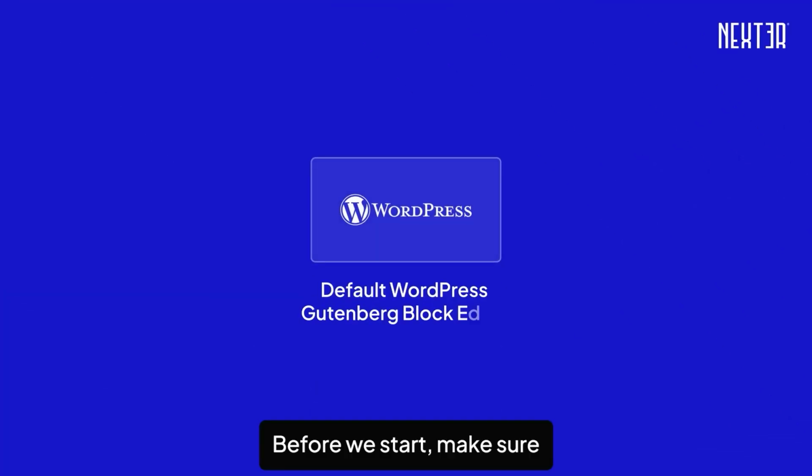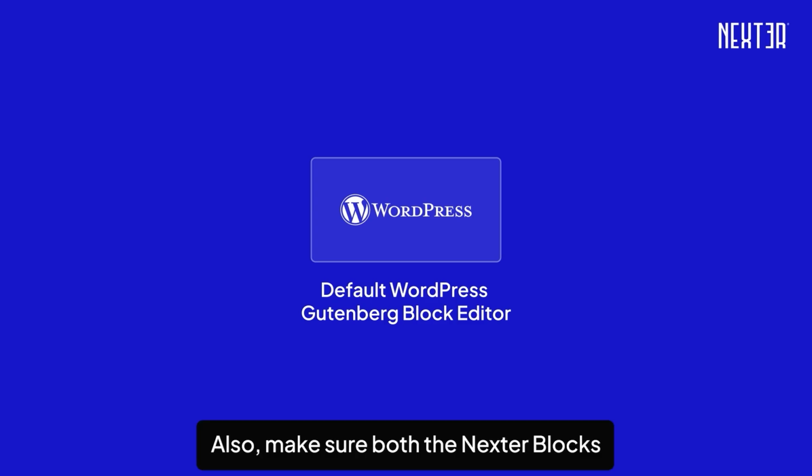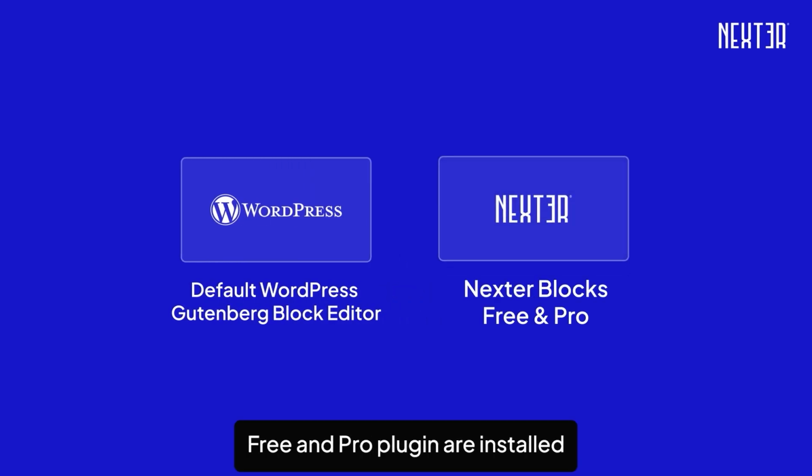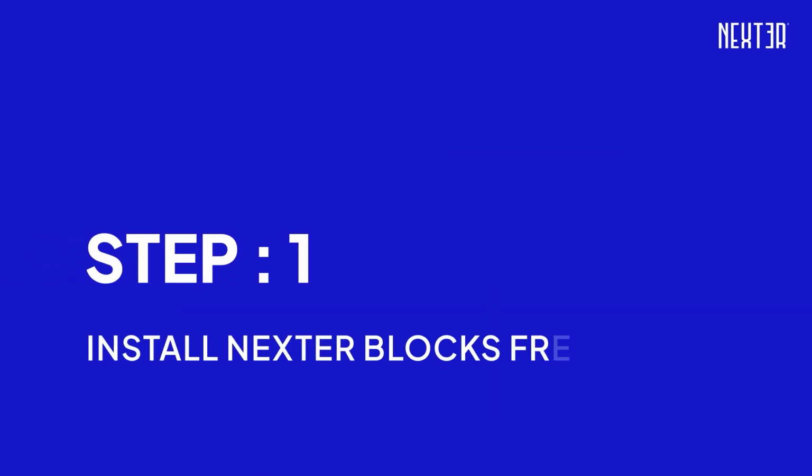Before we start, make sure the default WordPress Gutenberg block editor is active on your site. Also make sure both the Nextblock Free and Pro plugin are installed and activated on your site. Step 1. Install both the Nextblock Free and Pro plugin.